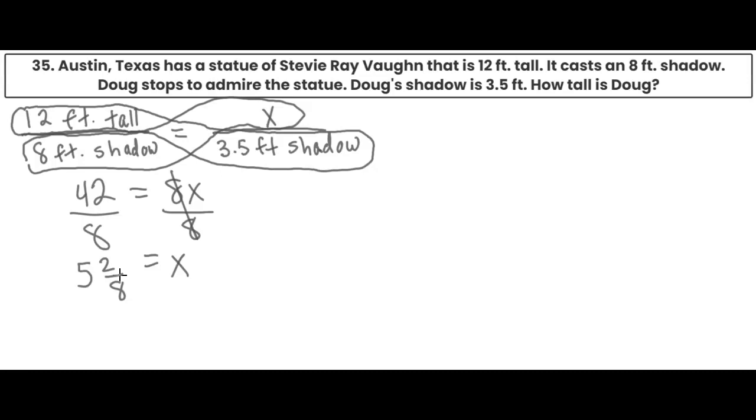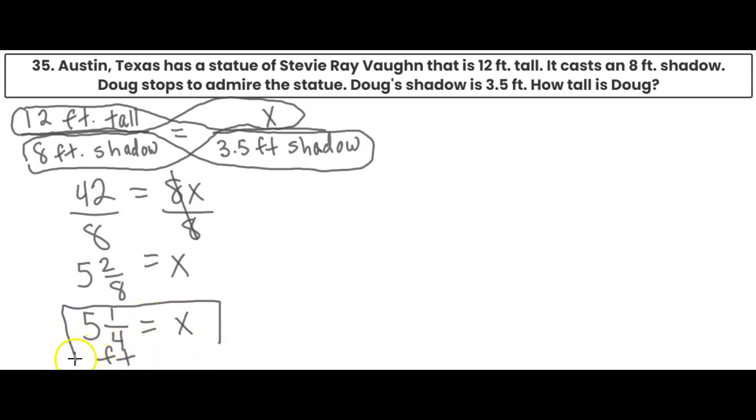Now, how do we simplify the fraction? 5 2/8, we bring down the 5. We can simplify 2/8. How many times does 2 go into itself? Once. How many times does 2 go into 8? 4 times. So it's 5 1/4 feet.